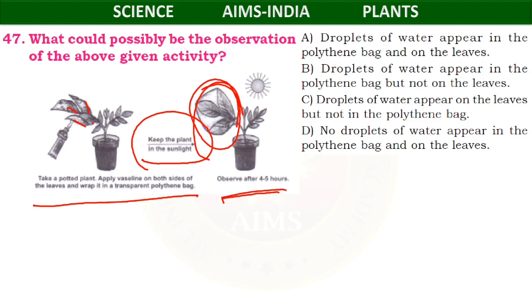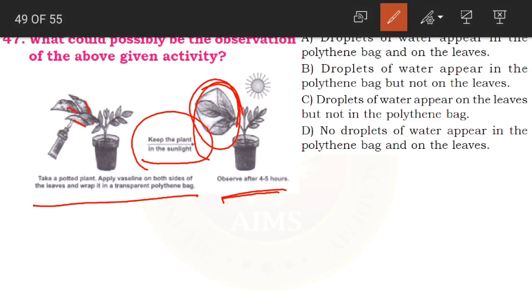The first, A option is, droplets of water appear in the polythene bag and on the leaves. B option is, droplets of water appear in the polythene bag but not on the leaves. C is, droplets of water appear on the leaves but not in the polythene bag. D is, no droplets of water appear in the polythene bag and on the leaves.